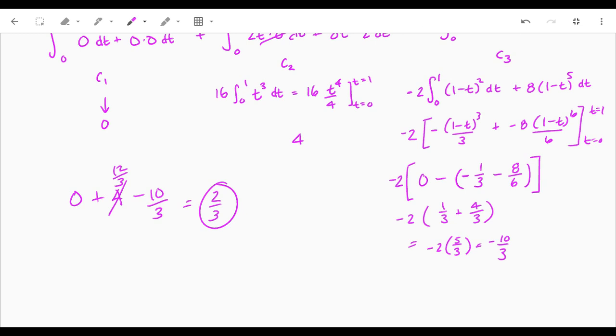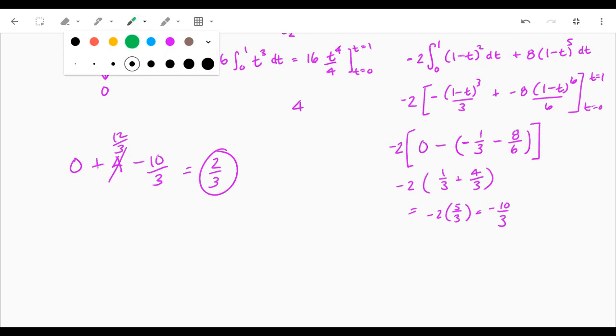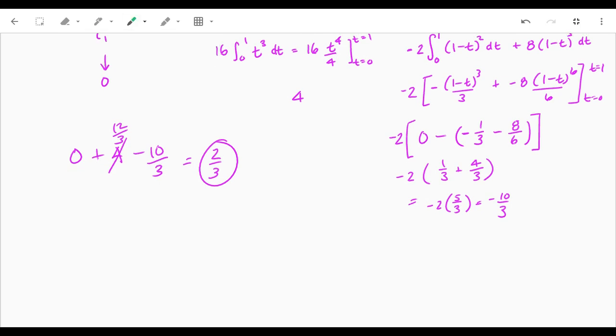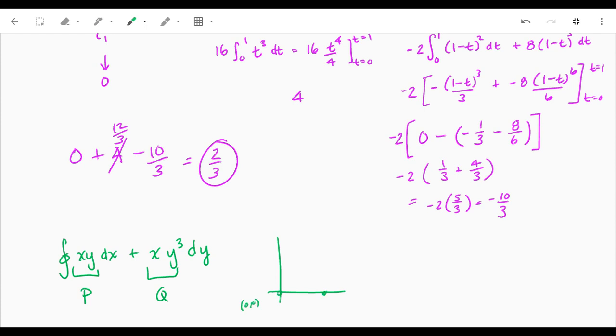Okay, so should I use green for Green's theorem? I think that makes the most sense, right? Okay, so again, I'm just going to rewrite the problem. Okay, so this is your P dx plus Q dy. And again, the region that I had was from 0, 0 to 1, 0 to 1, 2.